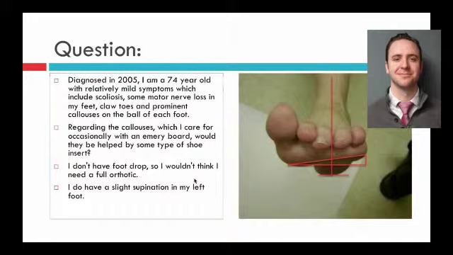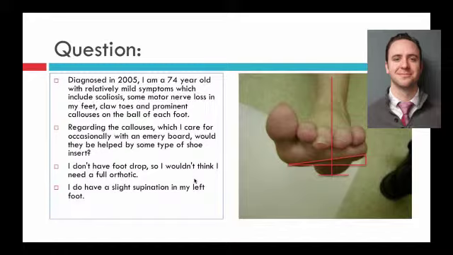So this question is: diagnosis in 2005. I'm a 74-year-old with relatively mild symptoms, which include scoliosis, some motor nerve loss in my feet, claw toes, and prominent calluses on the balls of my feet.